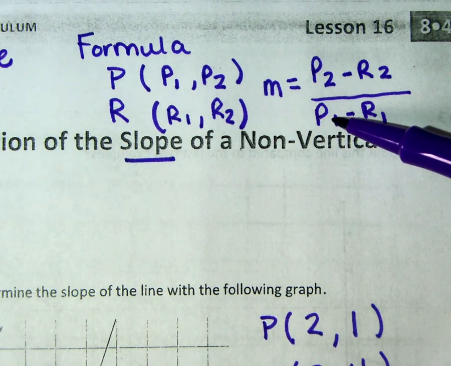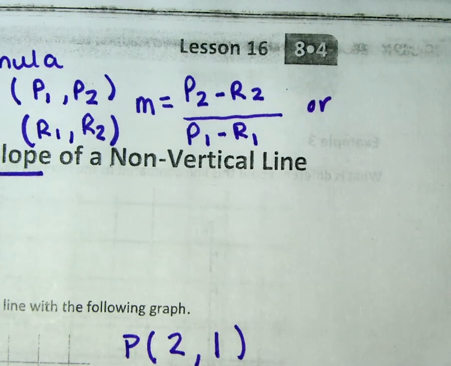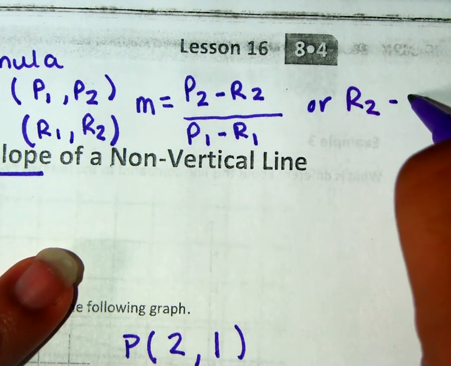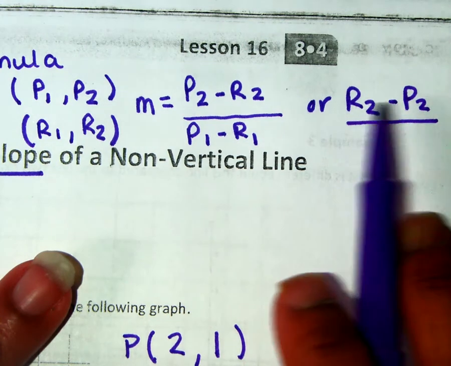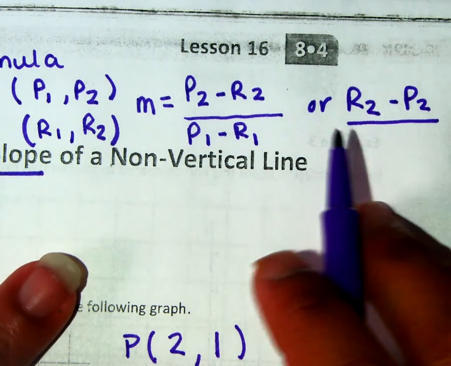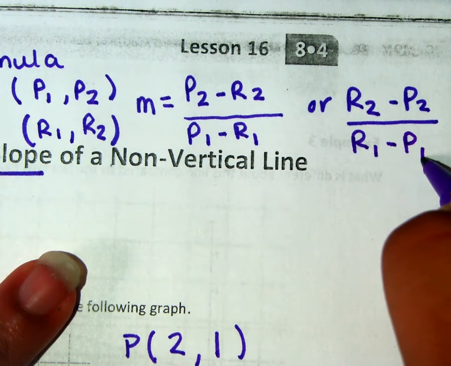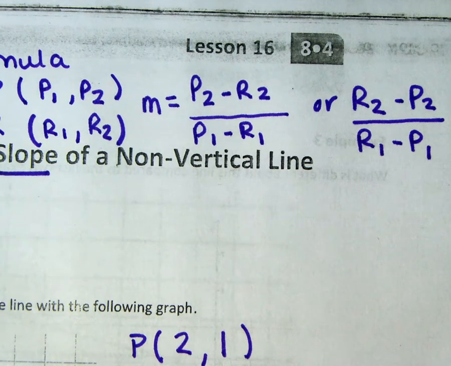You'll notice that I started with P in my numerator. I'm also going to start with P in my denominator. So it could also be viewed as change in y's when you're doing R2 minus P2. So you can switch around those letters. But if I change around the order of R and P in my numerator, I also need to change around the order of R and P in my denominator. So this would be R1 minus P1. So this is the actual formula we are going to be able to use to now compute the slope.